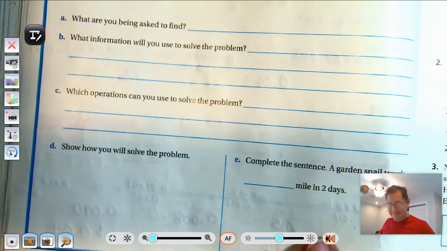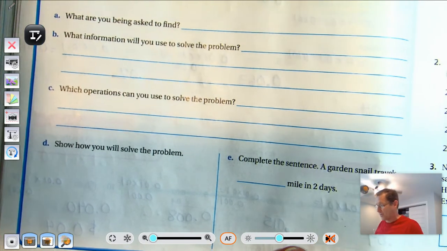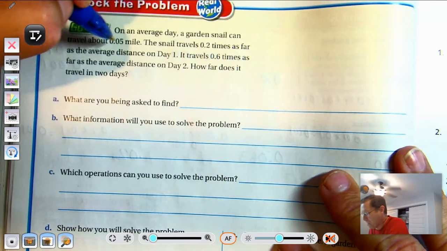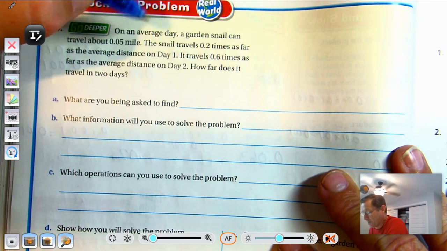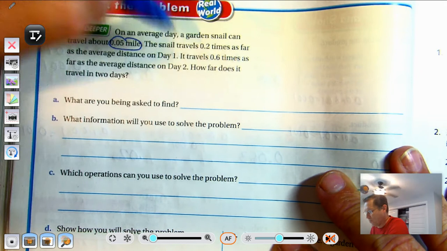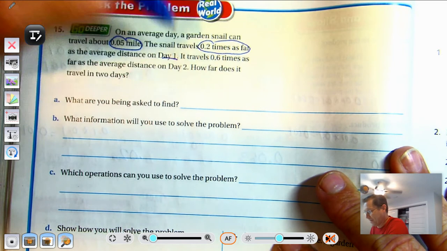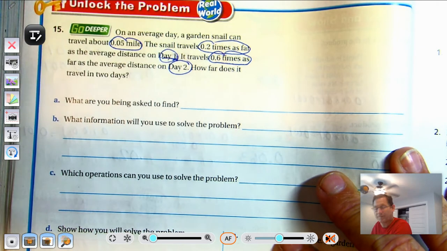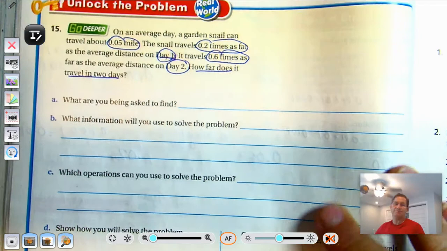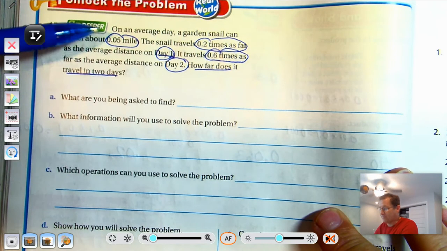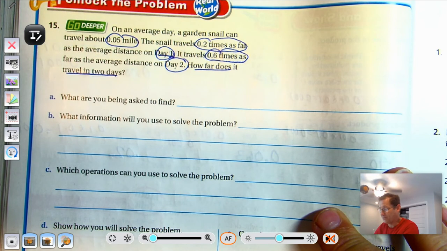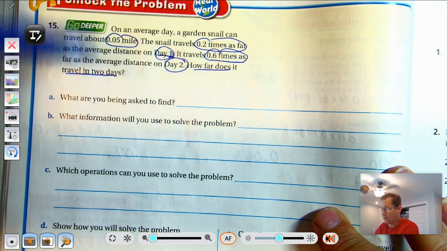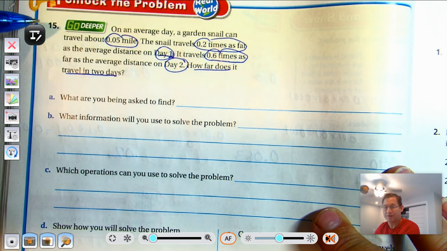Page 200, number 15. On an average day, a garden snail can travel about 5/100ths of a mile. The snail travels 2/10 times as far as the average distance on day 1. It travels 6/10 as far as the average distance on day 2. How far does it travel in 2 days? All right. So if it traveled the average, it would be 5/100ths plus 5/100ths for the 2 days, but it's not. This snail goes further both days. So we know our number is going to be greater than 5/100ths of a mile.